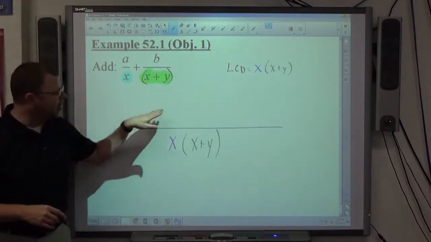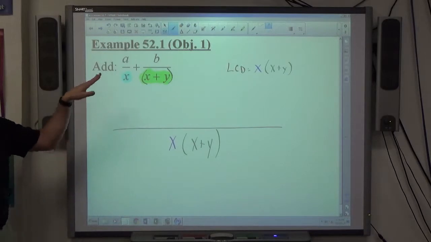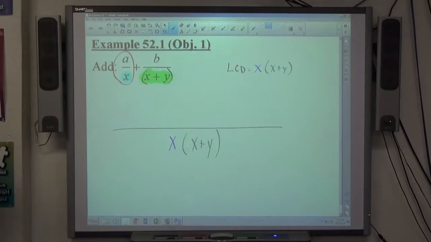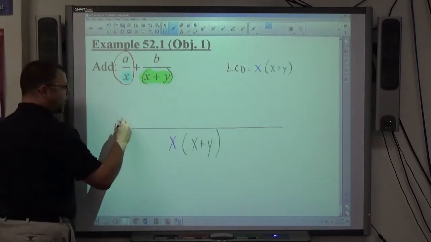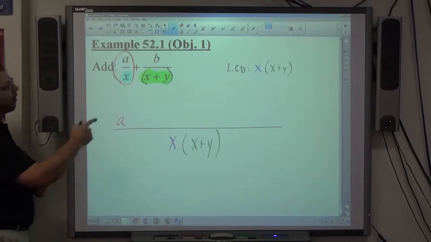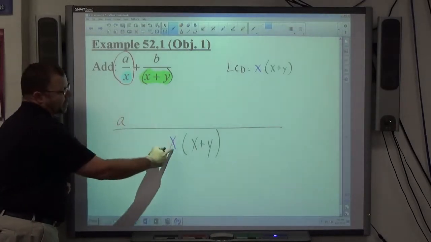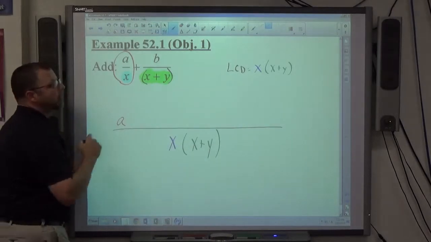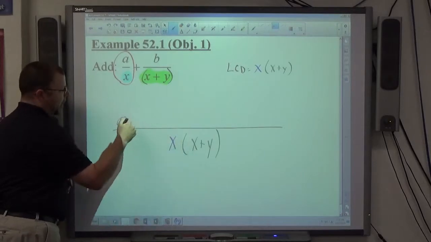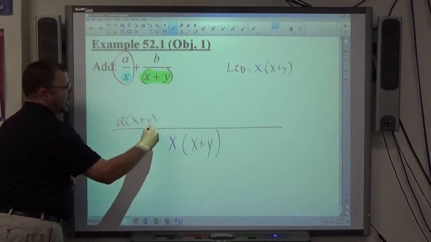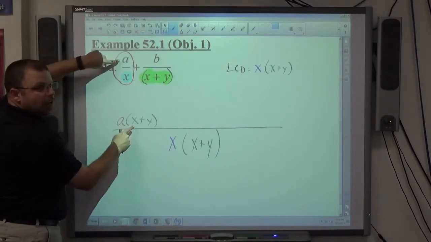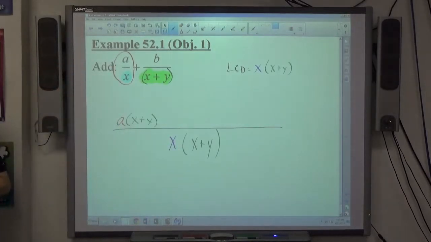Two. Which means I'm going to create two terms on top based on what the common denominator is and what the denominators were originally. So looking at the first fraction I circled in red, the current numerator is a. So I'm going to write a down. And the current denominator is x, but we changed it to x times x plus y. What's new? X plus y. So since x plus y is new on the bottom, I got to put x plus y on top also. Anything I did to change the bottom of the fraction, I got to change the top the same way, and it's a multiplication process to make that happen.